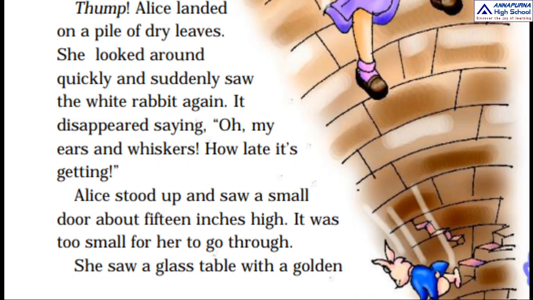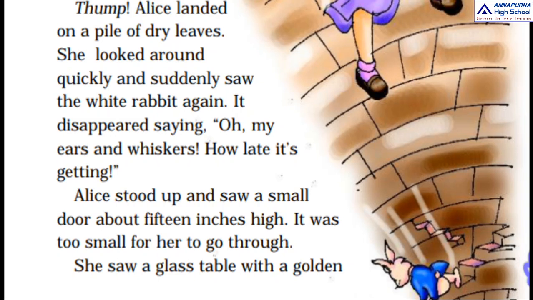So this is the sentence that a rabbit said while disappearing. Okay. So Alice stood up and saw a small door about 15 inches high. It was too small for her to go through. Alice stood up and saw a small door about 15 inches high. Here the door is very small, it is only 15 inches high. That means she cannot go through the door.